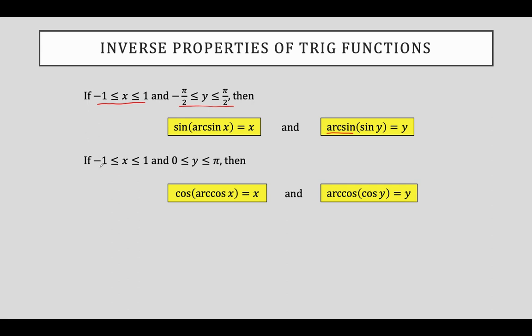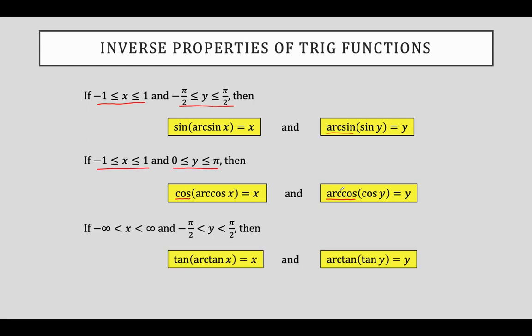Now, again, this is only true if x is between -1 and 1. And that's because -1 and 1, well, that's the range of our cosine function. If I'm taking the cosine of anything, I've got to get out a value that's between -1 and 1. Similarly, y has to be between 0 and pi in this case, because if I'm taking the arccosine of something, remember the range of our arccosine function is from 0 to pi.